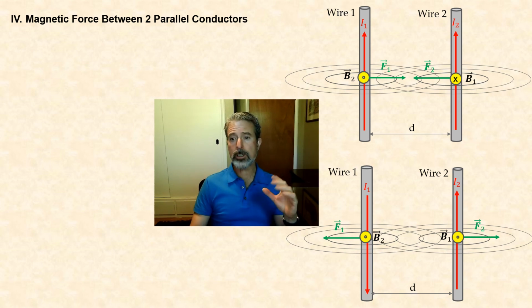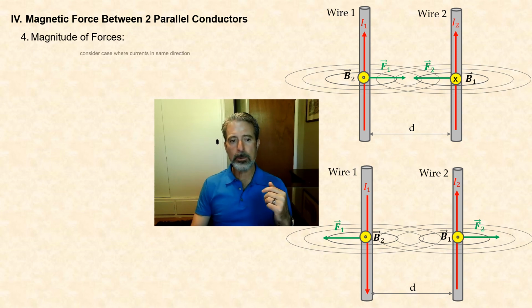Now that we know the direction of the magnetic forces on these current carrying wires, we can derive an expression for the magnitude of either the attractive or repulsive force on these wires. Regardless of the directions of the currents, whether the force is attractive or repulsive, the magnitudes of these forces should be exactly the same, so long as the magnitudes of the currents are the same and the distance between the two wires is the same.